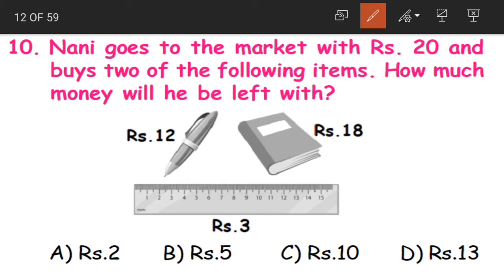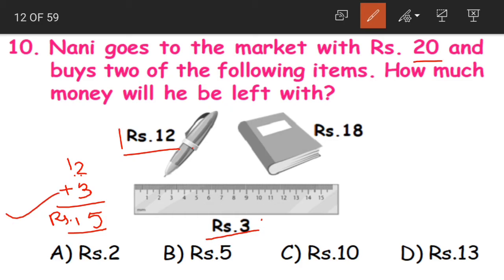Now the last one remaining is pen and scale together. 12 plus 3: 2 plus 3 is 5, and 1. So when he buys a pen and a scale together, the total cost would be 15 rupees. It is less than our 20 rupees, yes. So he can buy these 2 together, a pen and a scale. He had 20 rupees but he bought items worth only 15 rupees.